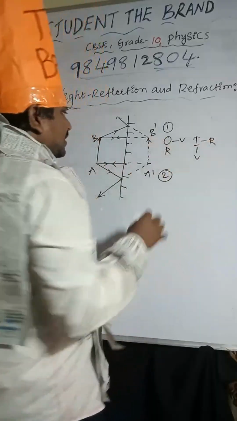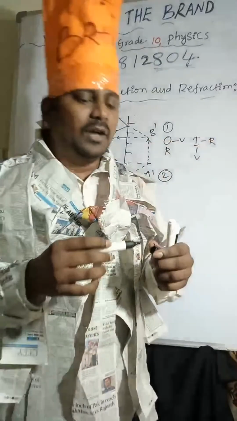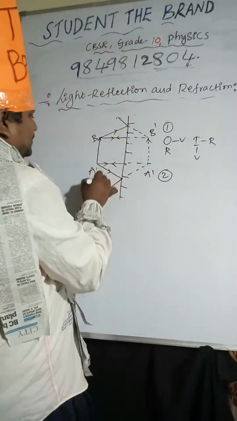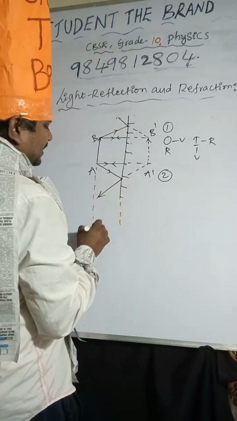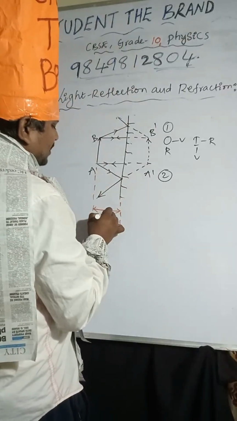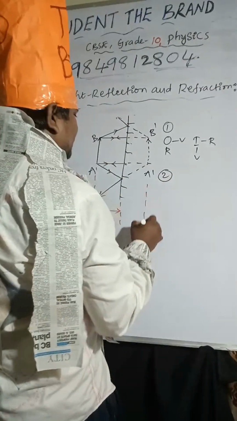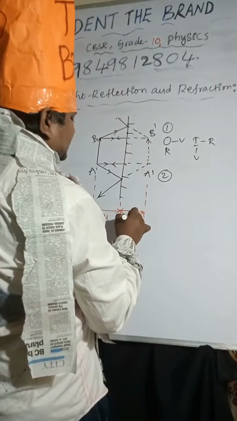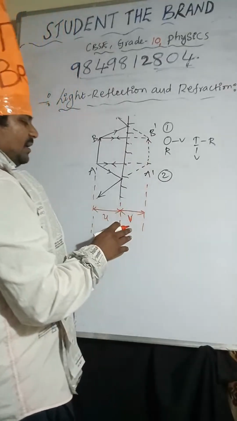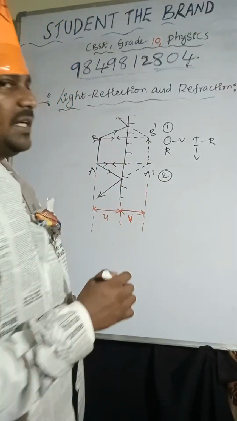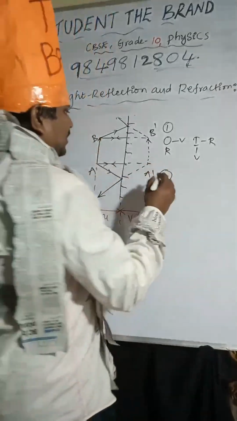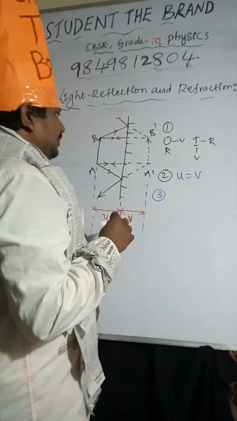Coming to point number two, the distance between the object and the mirror is called the object distance. The distance between the mirror and the image is called the image distance. Image distance is denoted with V and object distance is denoted with U. So object distance is equal to image distance.